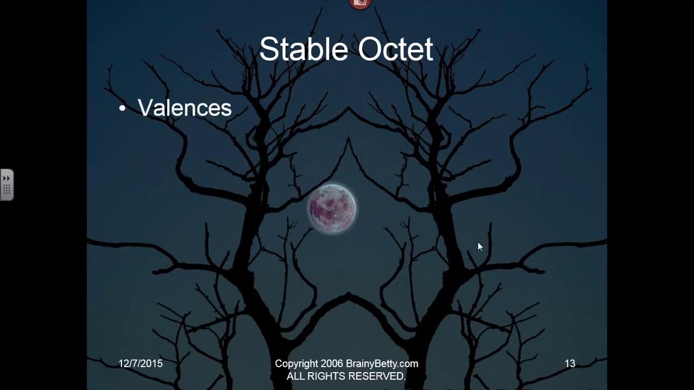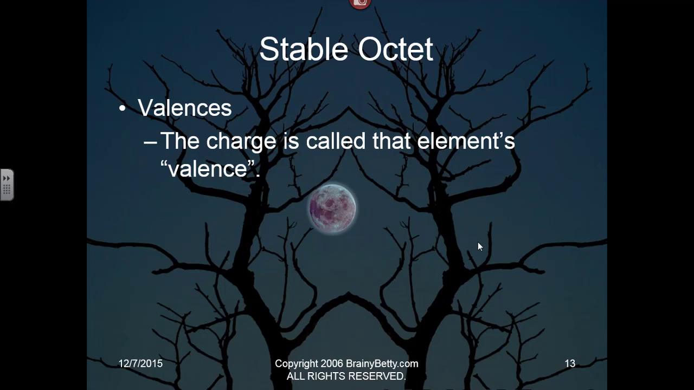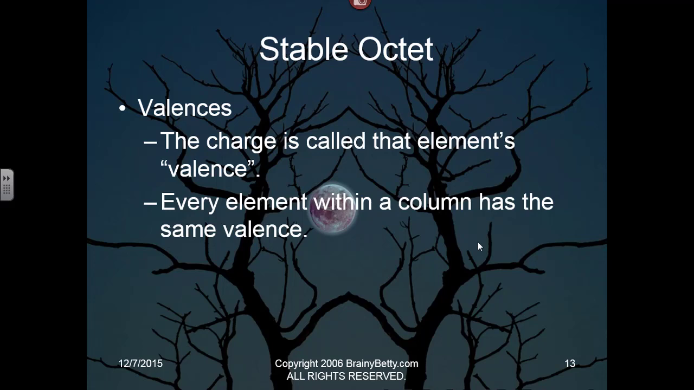Okay, let's talk just a little bit about valences. The charge that you write next to the symbol for the element after it's become an ion is called that element's valence. Every element within a column has the same valence. So if we were to go back to that chart you saw a little bit ago that said Li plus, Na plus, K plus, every element in that column has the same charge or the same valence.